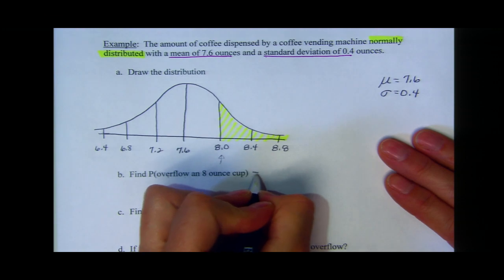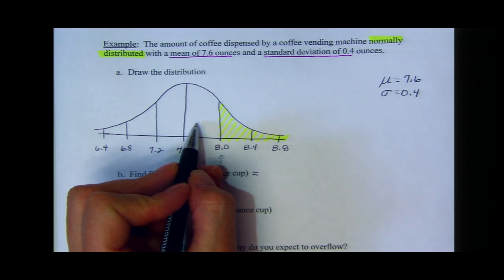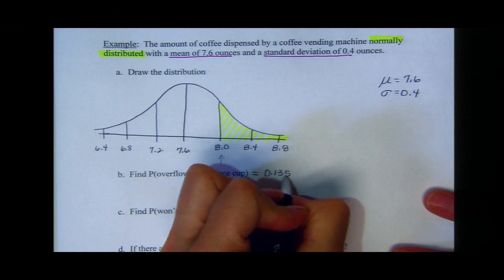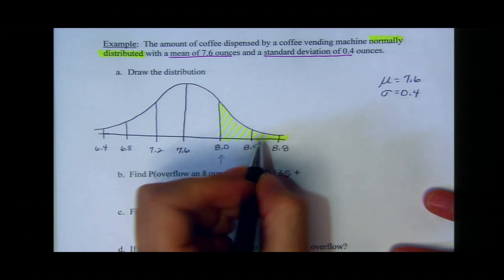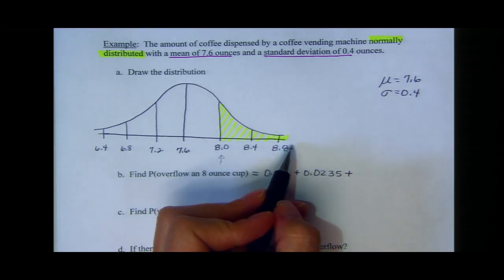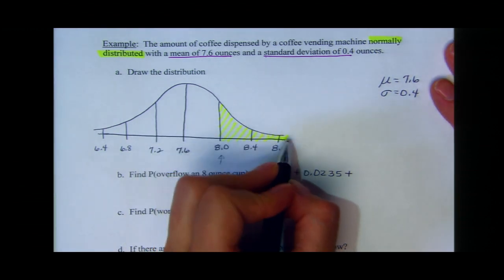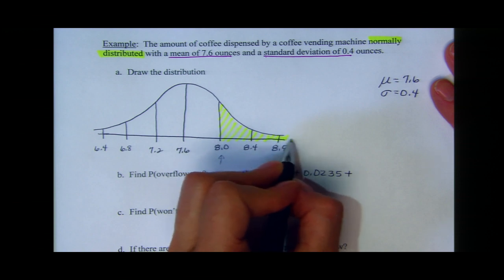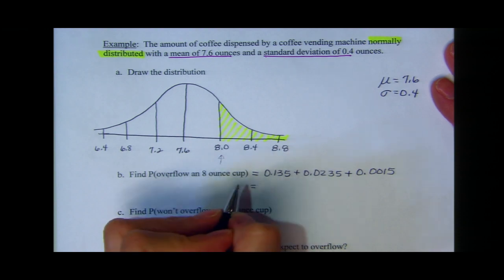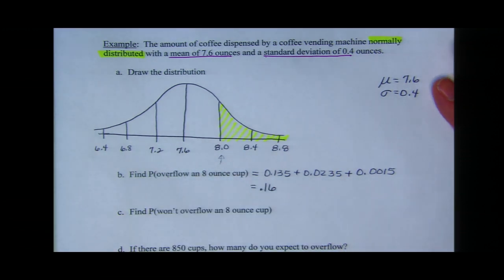So for that overflow, since it's a probability, I'm going to write these as decimals. So this is 0.34, this is 13.5% or 0.135, 2.35% or 0.0235, and then a lot of students forget or neglect to include the tail. So don't forget the tail, because the overflow also includes the tail. So that would be 0.0015. So we add all of those together and we get 0.16.